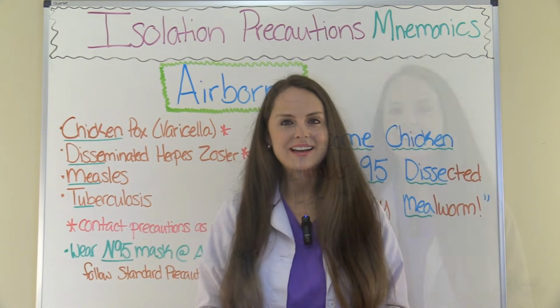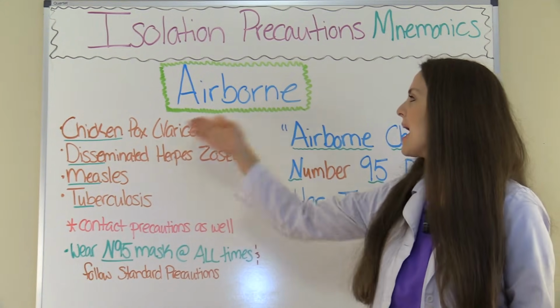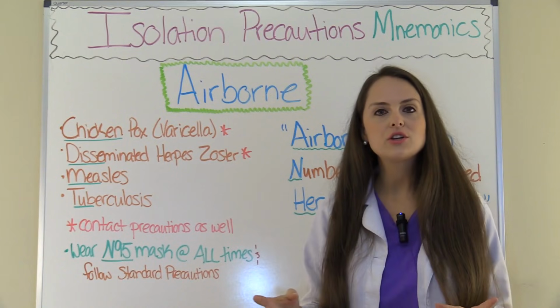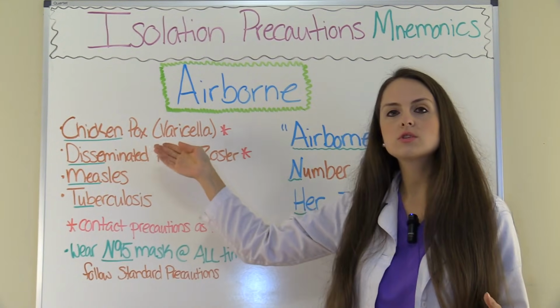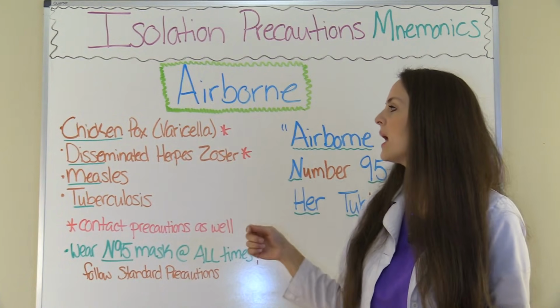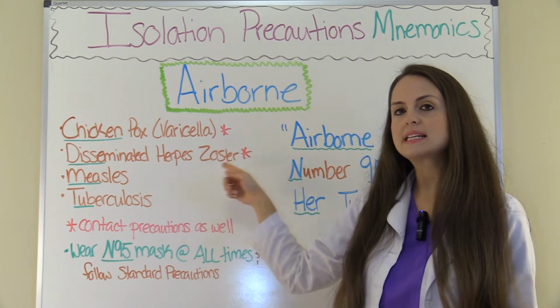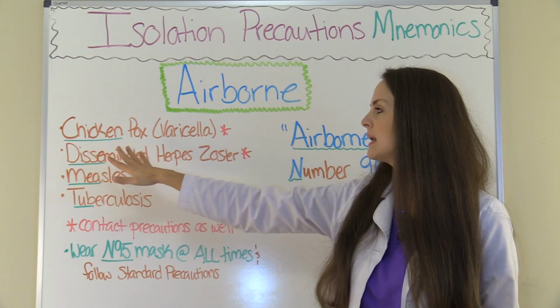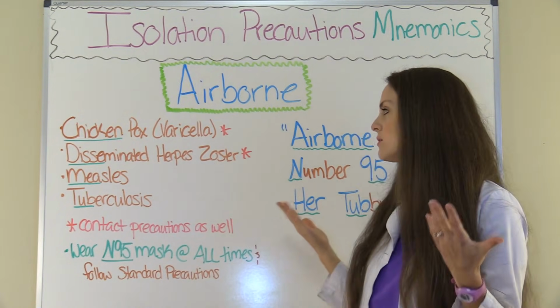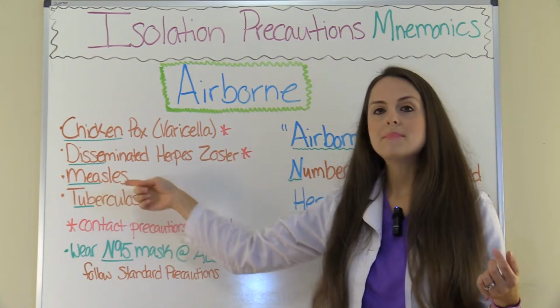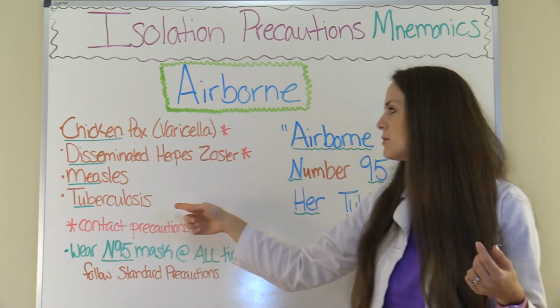So let's get started. Okay, first let's start out talking about airborne precautions. What is included in this category? Okay, you have chickenpox, which is also called varicella, disseminated herpes zoster, which disseminated is like a widespread outbreak throughout the body, and it's also known as shingles. You have measles and tuberculosis.